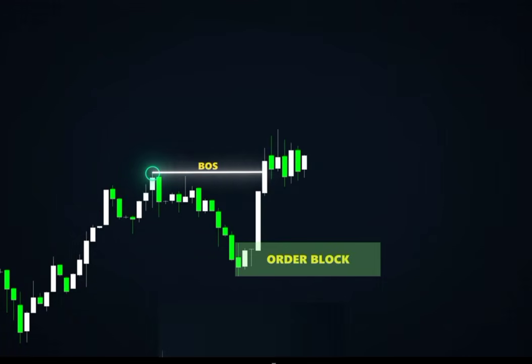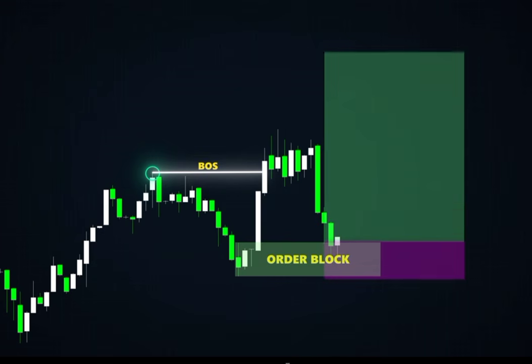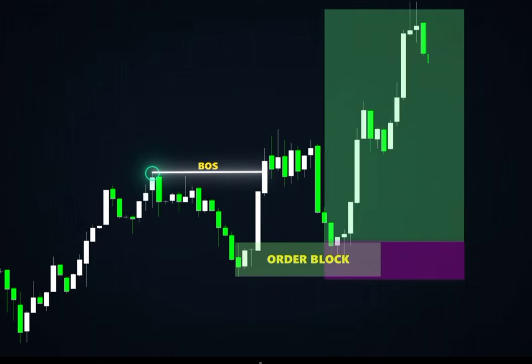But the real question is, how do you actually use these strategies in live trading to get the best results? Most traders overlook the key details, but if you stay with me, you'll see exactly how to make them work. This could be the turning point in your trading.